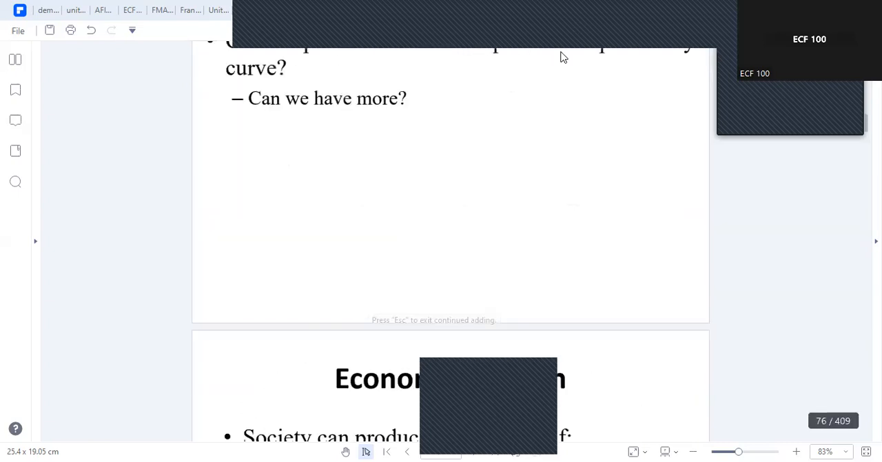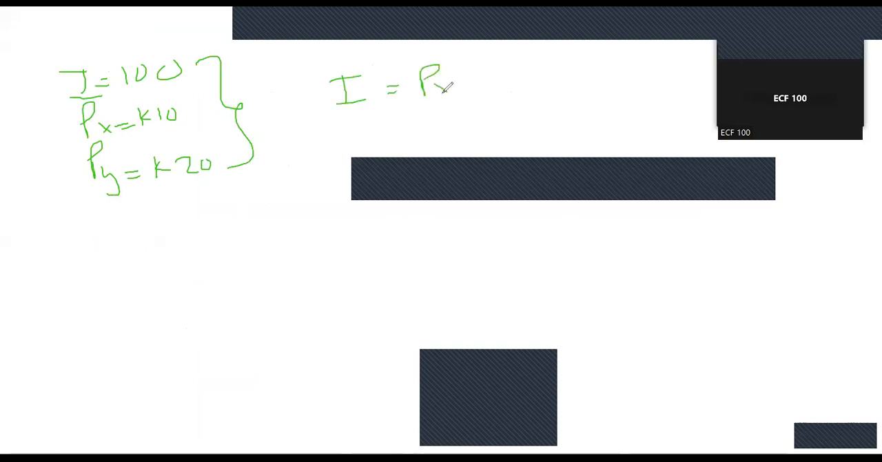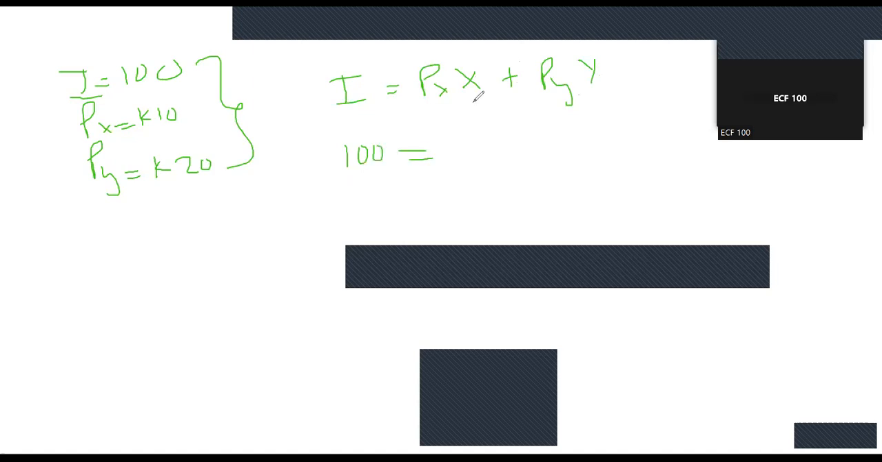So if we're given a budget line, suppose the budget is 100 and the price of good X is 10 kwacha and the price of good Y is 20 kwacha. Let's write the budget line. Our budget line is given by I is equal to the price of good X times X plus price of good Y times Y. What is our budget in this case? 100. And our price for good X is 10, so we put 10X. And the price for good Y is 20, so 20Y. This is what we call the budget line.